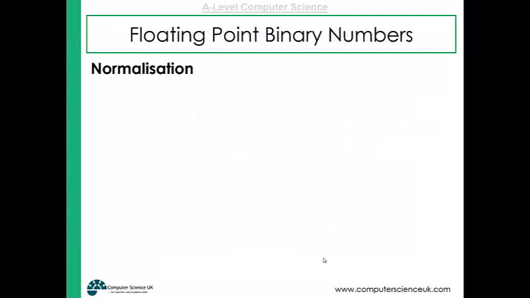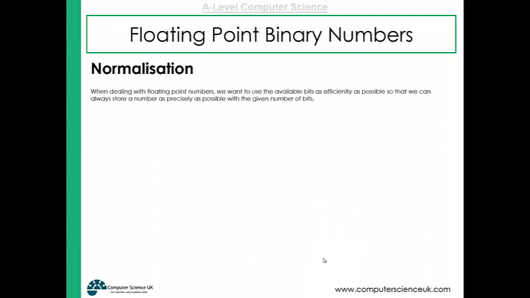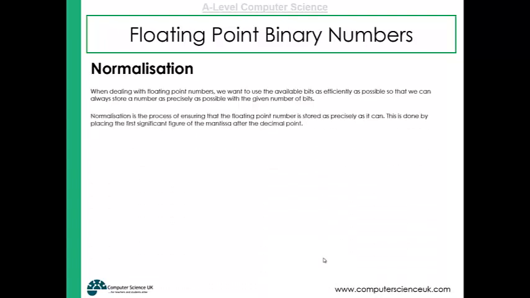Okay, let's have a look at normalisation. So whenever we deal with floating point numbers, we want to be able to use the available bits as efficiently as possible, so that we can always store a number as precisely as possible with a given number of bits. Now, normalisation is a process of ensuring that floating point numbers are stored as precisely as they can be, as efficiently as they can be, and it's done by placing the first significant figure of the mantissa after the decimal point.